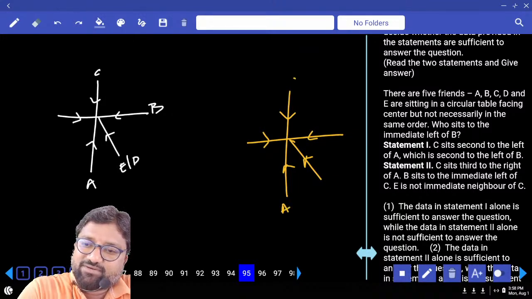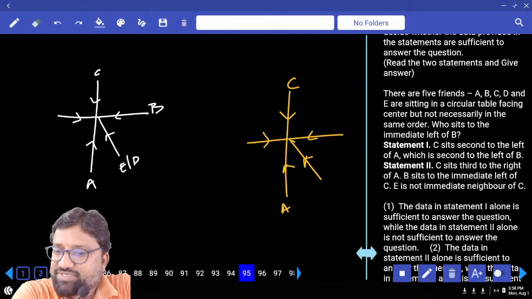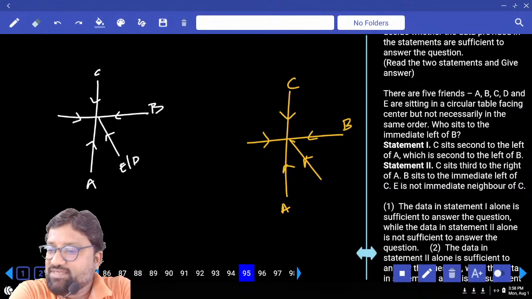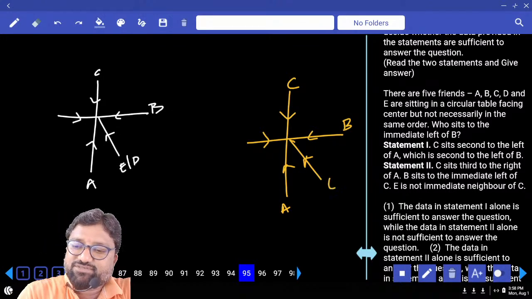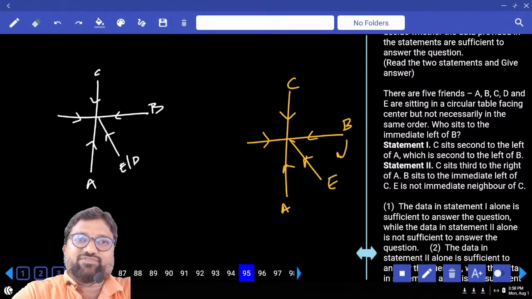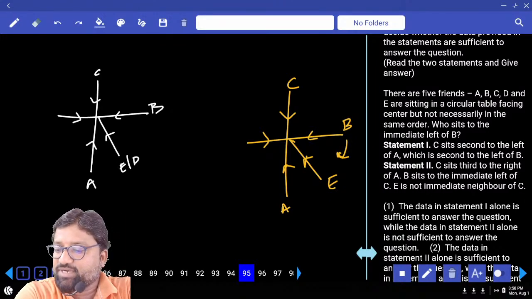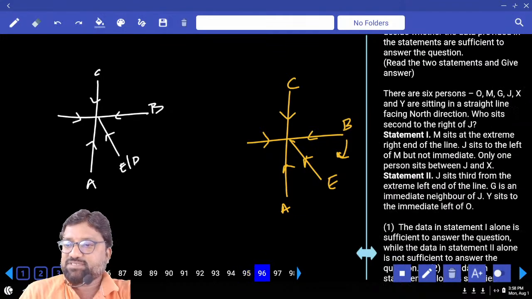B sits to the immediate left of C. E is not an immediate neighbor of C, so this is E. Who sits to the immediate left of B? E. Did I get the answer? Yes. I got it from statement 2 alone, the second option.